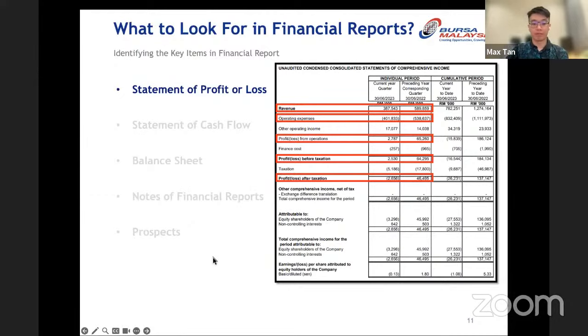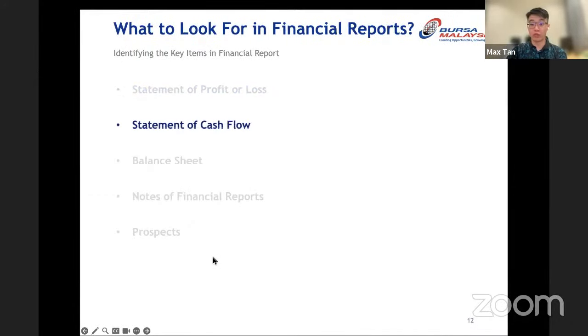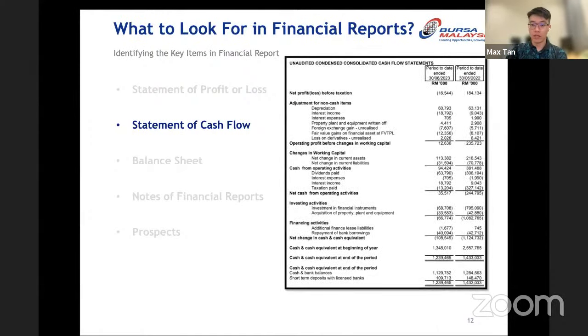Okay, next up, we actually look into the statement of cash flow, where cash is king, where it's the critical part where we can look into whether the company is generating cash or not generating cash. Okay, so in this case, it's quite clean cut that you can see here. This part, net cash from operating activities. So you can see over here that the company is generating 35.5 million throughout the operations of the company. Although they are losing money before tax, they are losing 16.4 million on PPT.